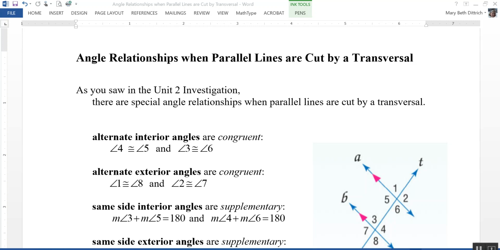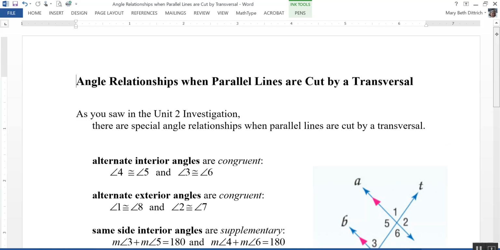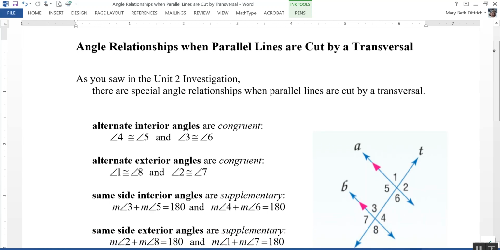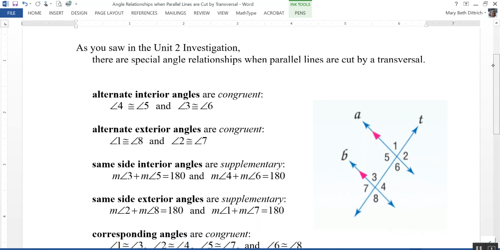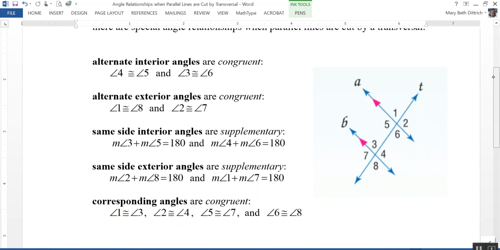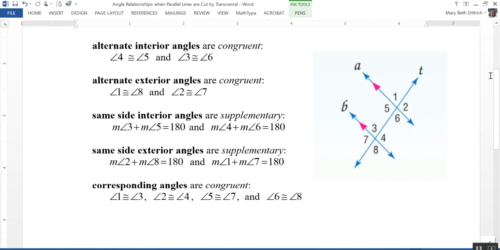This video is on angle relationships when parallel lines are cut by a transversal. As you saw in the Unit 2 investigation, there are special angle relationships when parallel lines are cut by a transversal. So let's take a minute and go over those. So here we have parallel lines A and B that are cut by transversal T and 8 angles that are numbered.